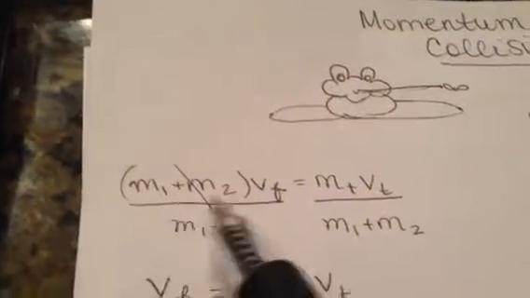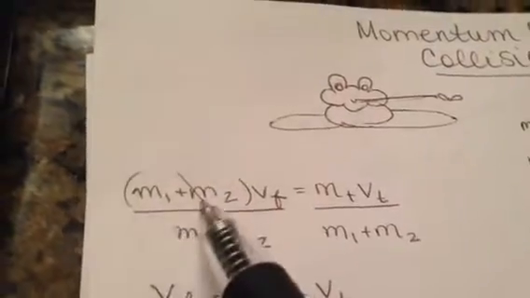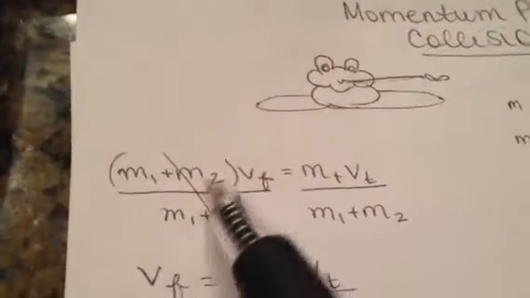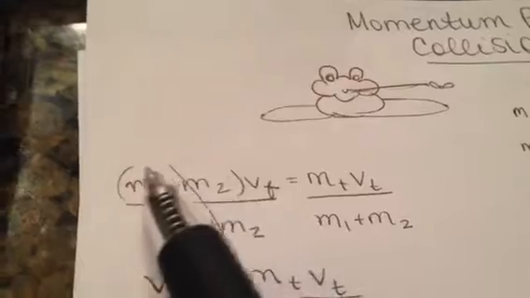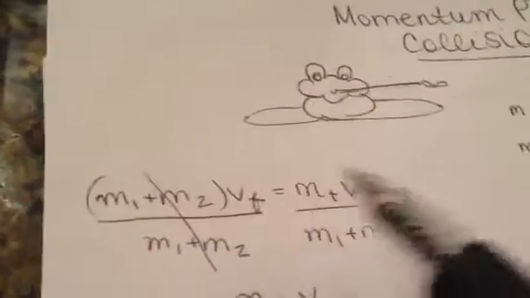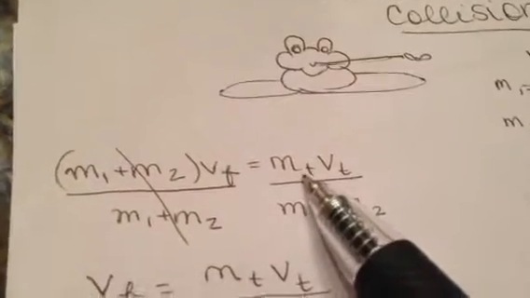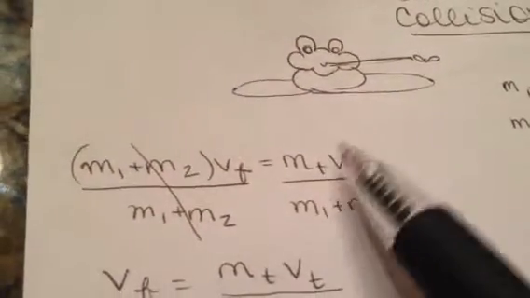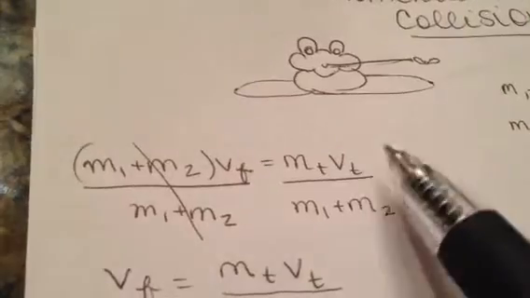And so, in the final situation, you have the mass of the tongue plus the mass of the frog plus the lily pad as the mass of the system times the final velocity, which should be equal to the mass of the tongue times the velocity of the tongue.